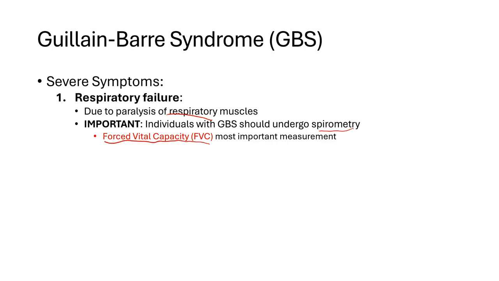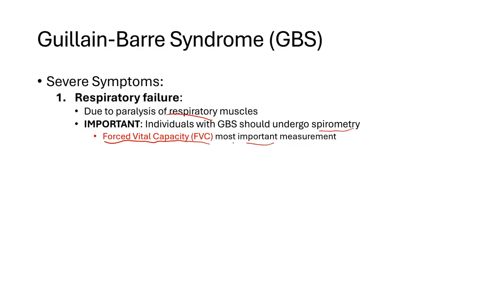Remember, FVC is going to be when you take one full breath in and one full breath out. That is your forced vital capacity. How much air can I move through my lungs? This is the most important spirometry measurement. So understand that FVC and spirometry need to be done in individuals with Guillain-Barré syndrome, which is very important, but so is when do we intubate.